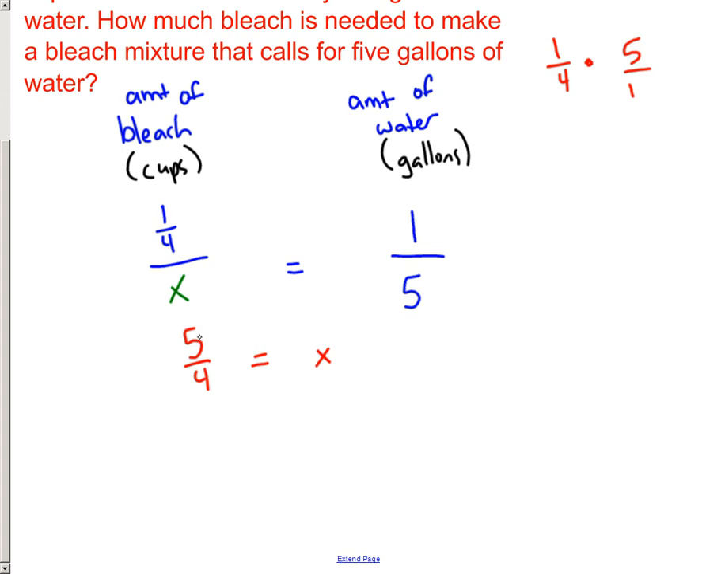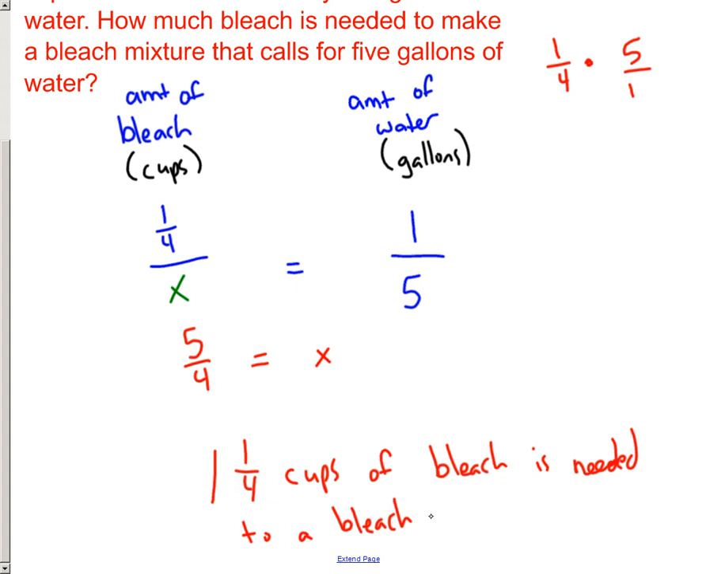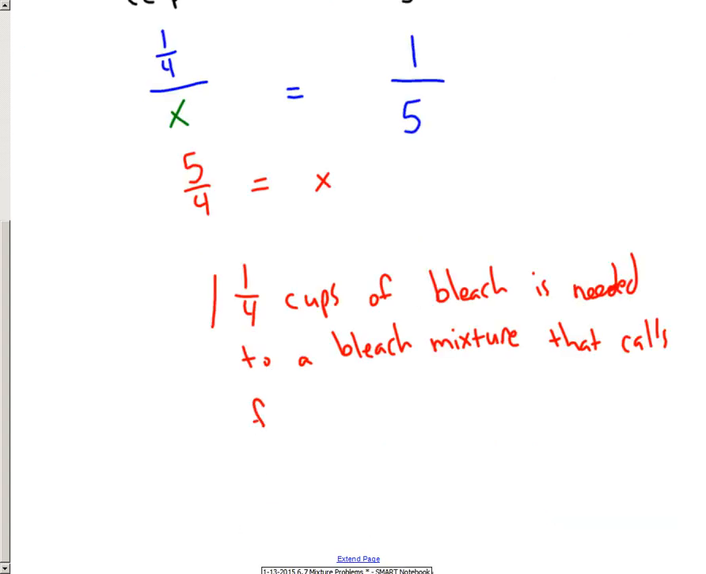So how many cups of bleach do we need? 5/4 cups? No, and our answer is not a ratio, so it's okay to go ahead and turn it into a mixed number. 4 goes into 5 one time. We have 1 left over. So 1 1/4 cups of bleach is needed to make a bleach mixture that calls for 5 gallons of water.